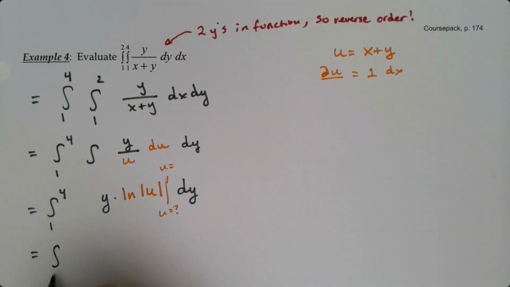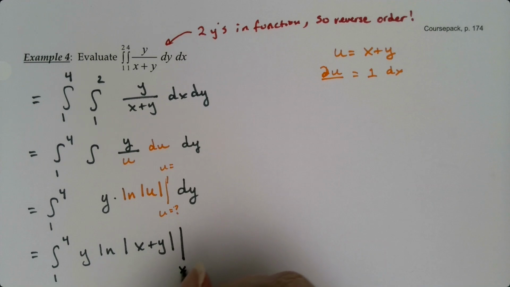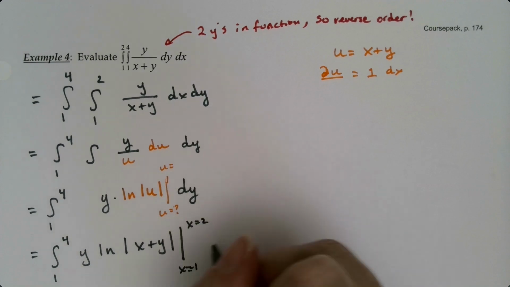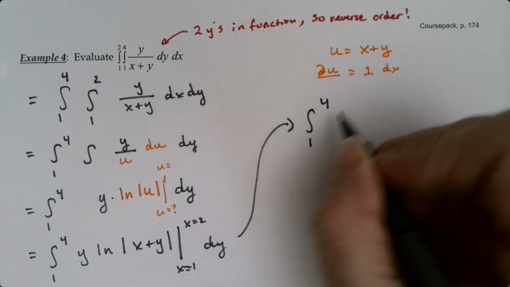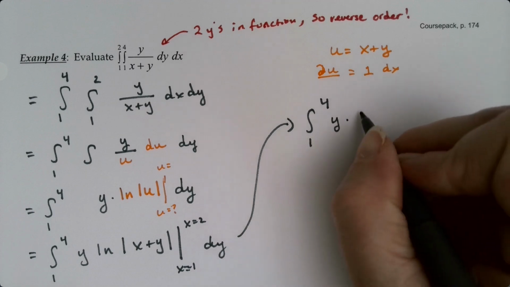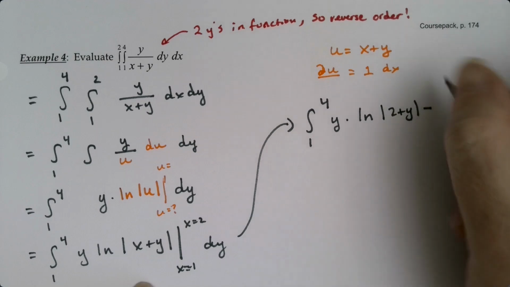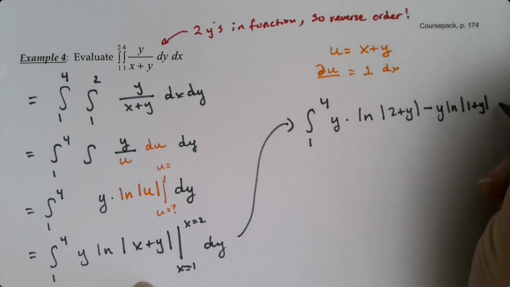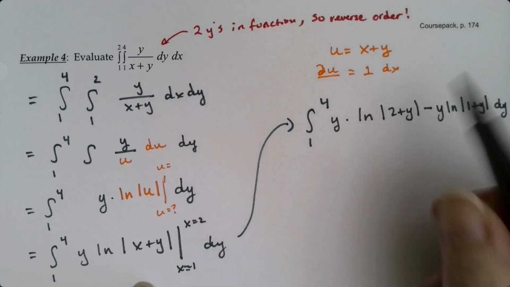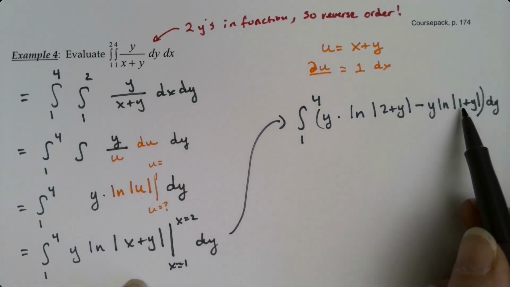So this is the integral from 1 to 4 of y natural log of x plus y. And this originally went from x equals 1 to x equals 2 dy. Okay, so that's the integral from 1 to 4 of y times the natural log of 2 plus y, take away y times the natural log of 1 plus y dy. Right? Because I'm putting 2 in for x, I'm putting 1 in for x.